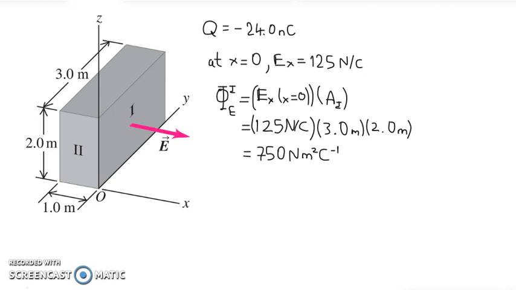I have also added a superscript to this flux variable. I call it flux 1 because this is the one through surface 1.